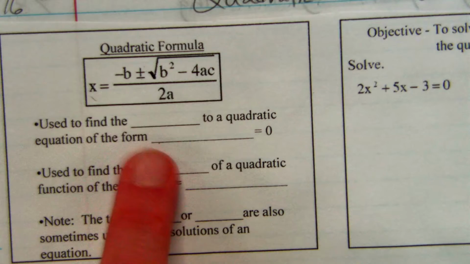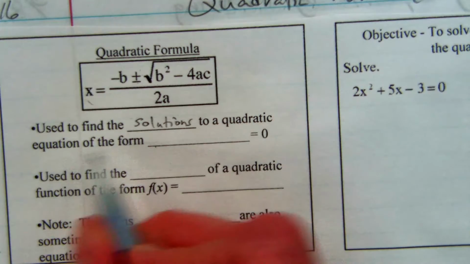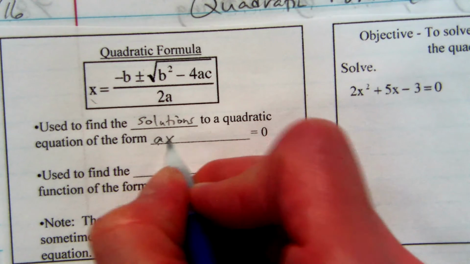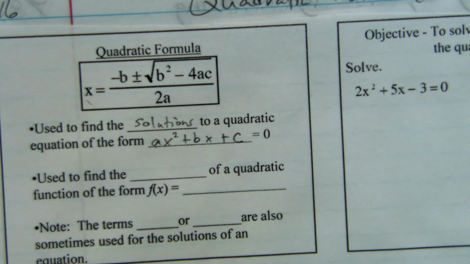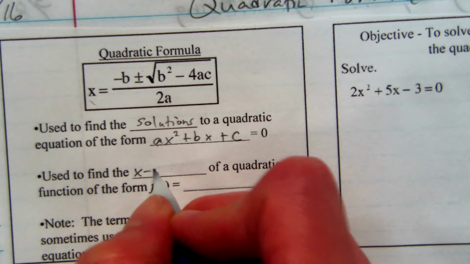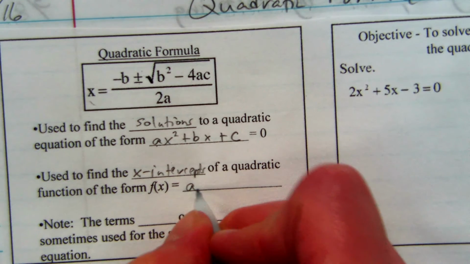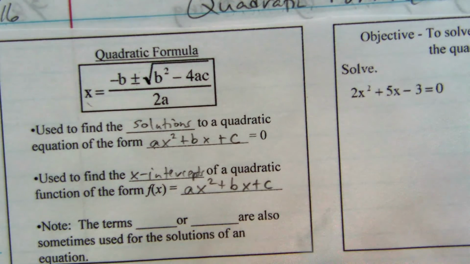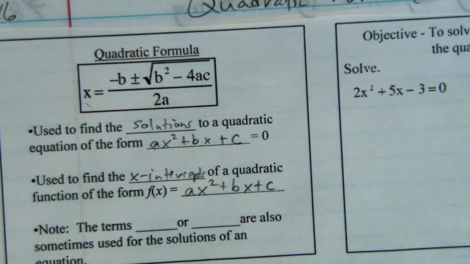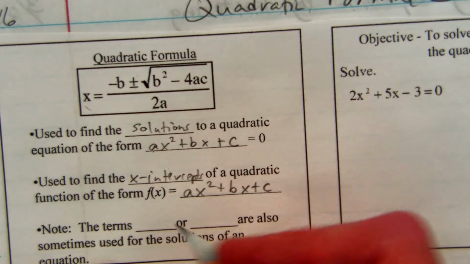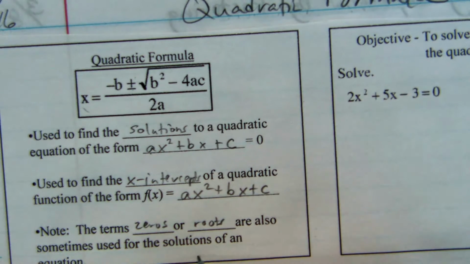Okay, so it's used to find the solutions to a quadratic equation of the form ax squared plus bx plus c. So that's where the a and the b and the c come from. It's used to find the x-intercepts of a quadratic function of the form ax squared plus bx plus c. Sorry, I couldn't get it squeezed in there very well. It is intercepts. And then down here it just says, note the terms zeros or roots are sometimes used for those solutions, those x-intercepts.